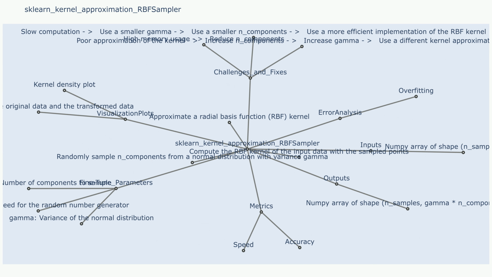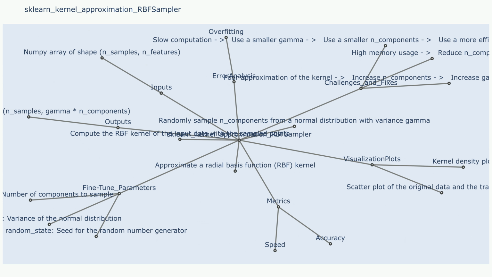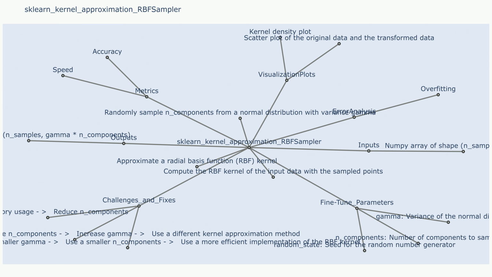Random state, an integer or None, used for reproducibility of the random feature generation. If None, the random number generator is initialized using the current system time. Outputs: transform X applies the RBF approximation to the input data X, returning the transformed features. X can be a NumPy array or a sparse matrix.